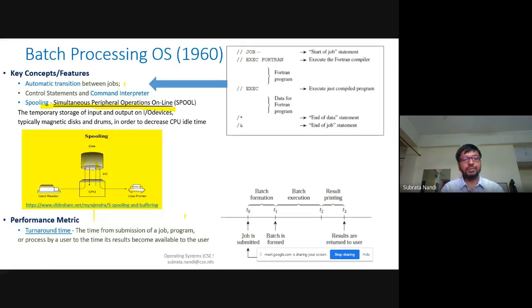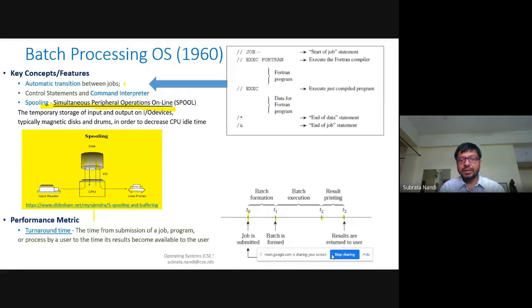What is the turnaround time? The time from submission of a job, program or process by a user to the time its results become available to the user. If the job is submitted in the morning, say at 8 a.m., the batch is probably formed at 9 p.m., and then the execution of the batch continues. Maybe it takes until the evening, and maybe the result printing goes up to another 2 hours, in the late evening, and then only you can come and collect the results.